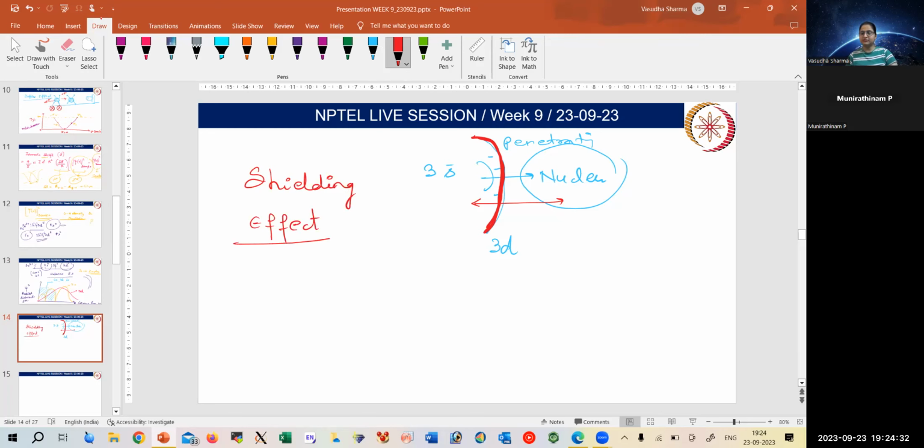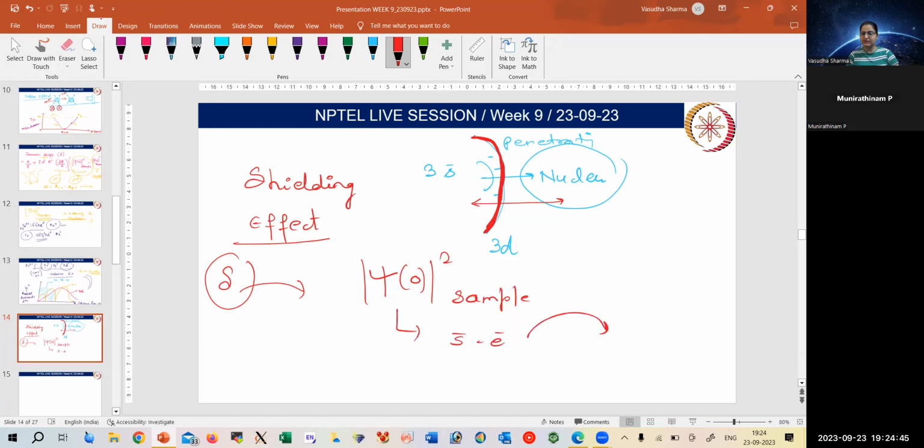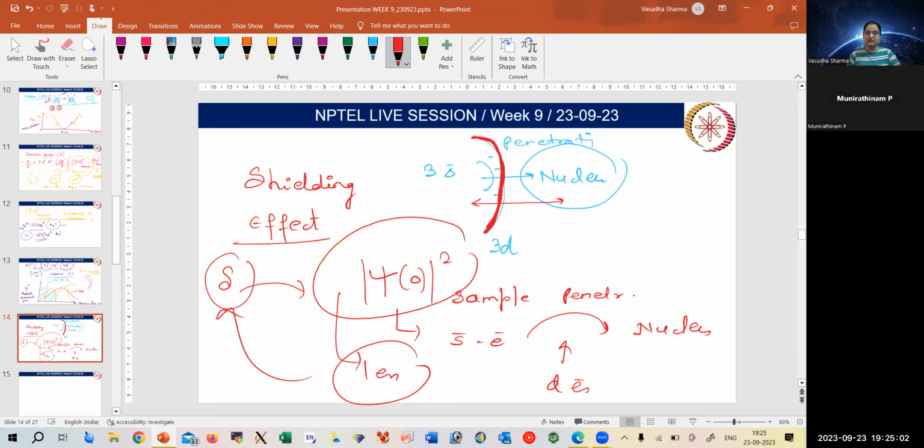Why are we even worried about it? Because our delta, that isomer shift, is dependent on the s electron density of the sample. This s electron density means how much it is penetrating or interacting with the nucleus. So if d electrons come in between and increase the distance or shield the s electrons from interacting with the nucleus, this value would become less. And when this is less, this would become less.